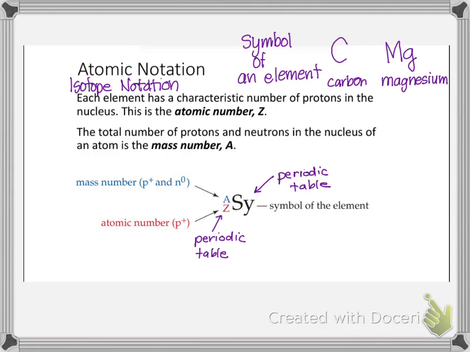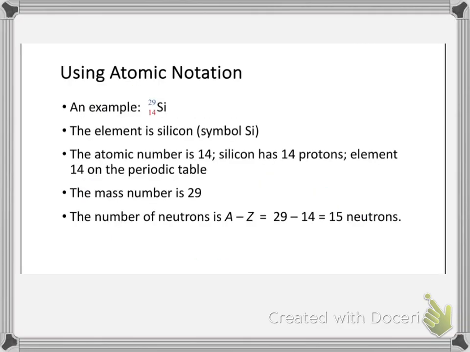So let's take a look at some examples. That's just generic, but let's look at some that have numbers and symbols. So here is an example. This is silicon. Okay, so the element is silicon, right? So Si is the symbol for silicon. Silicon, if we looked on the periodic table, is element 14. So it has an atomic number of 14, which would also tell us that it has 14 protons and 14 electrons.